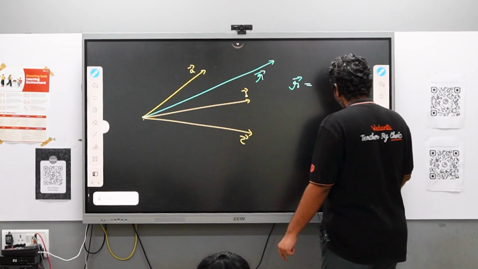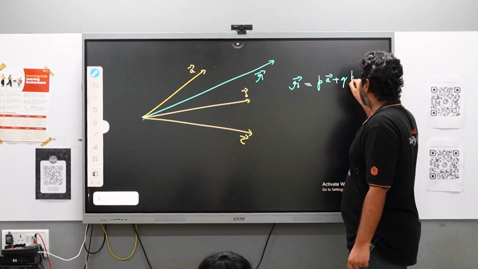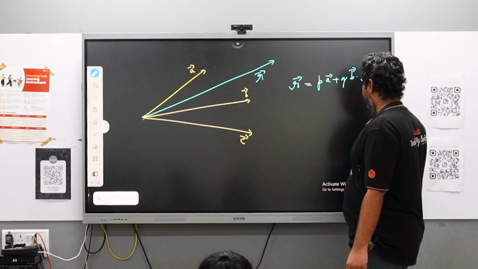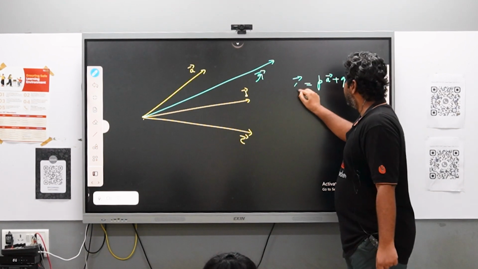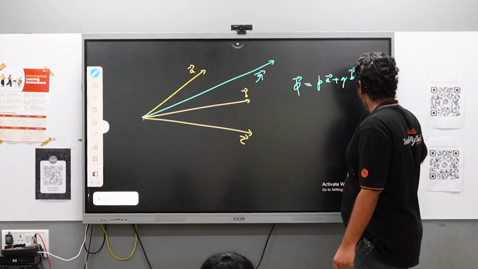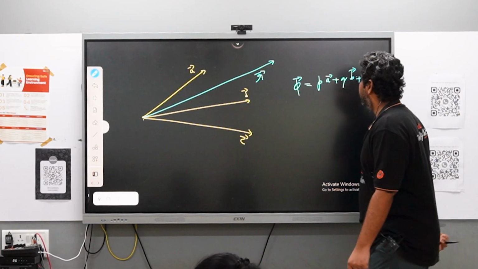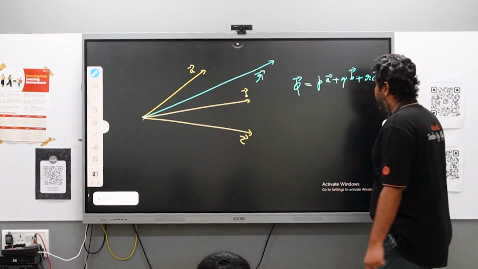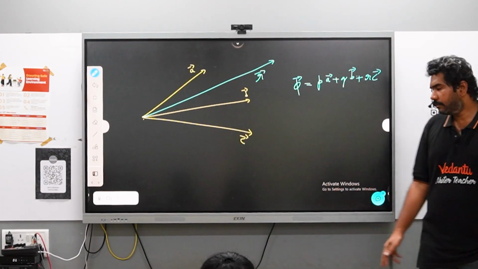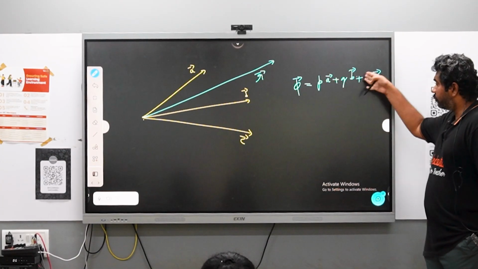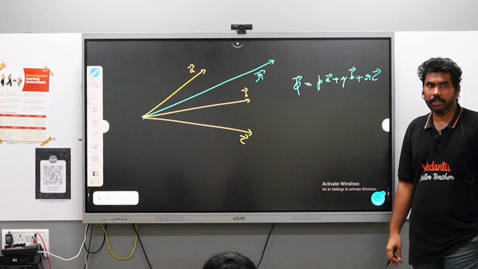So you can write this as P times A vector plus Q times B vector plus, I used the R already, plus R times C vector. Now there is a question coming up here: how to find the quantities P, Q, R?